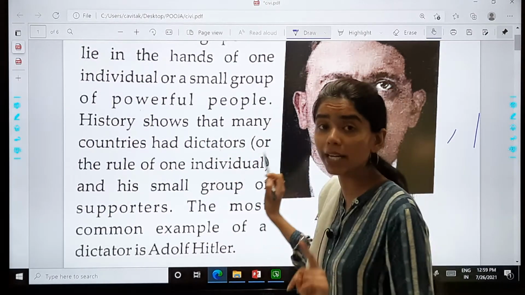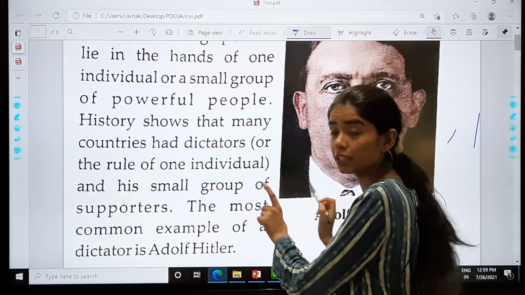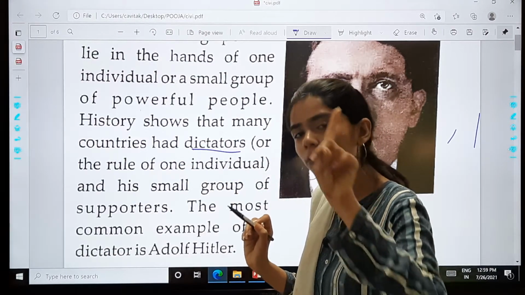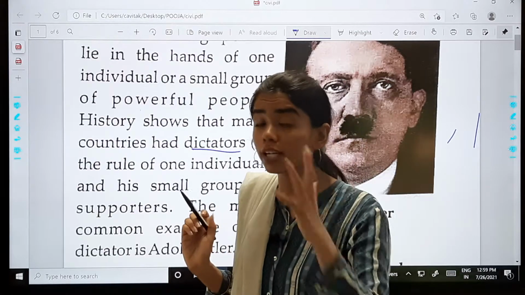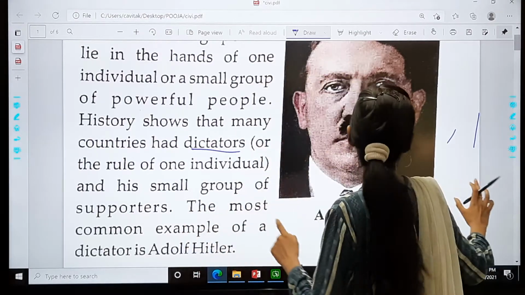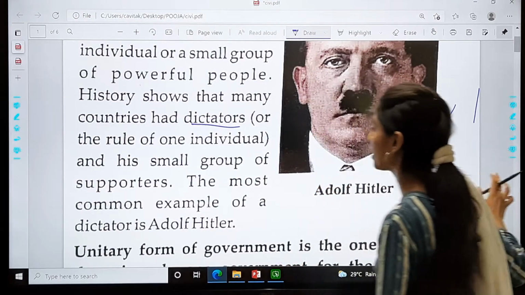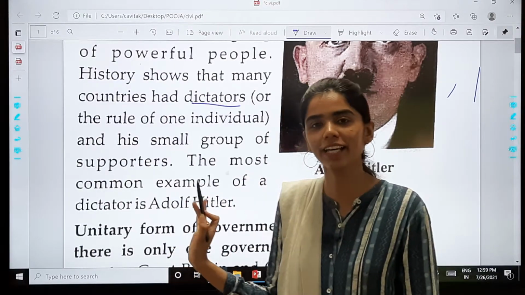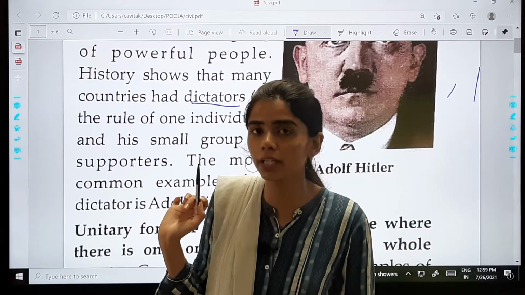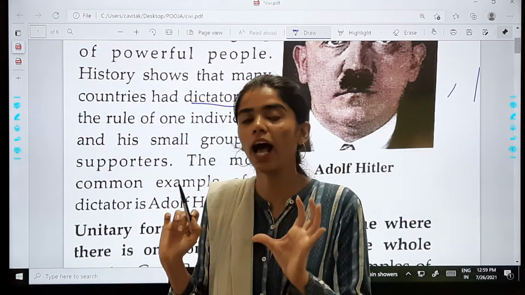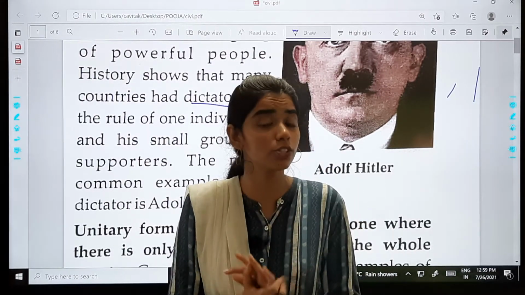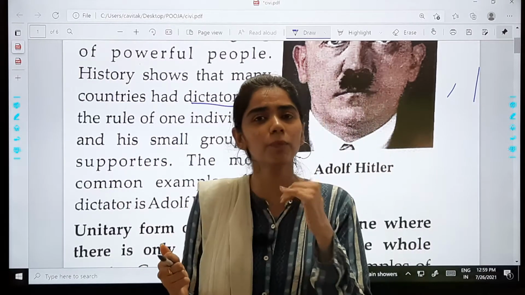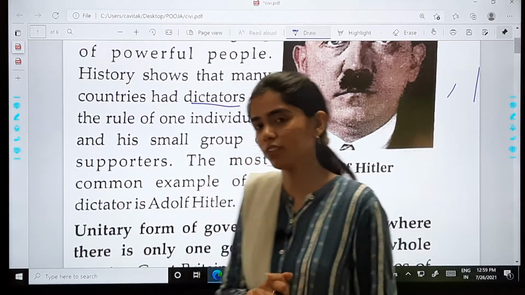History shows that many countries had dictators. Dictators means what? Or the rule of one individual. Okay? Only one individual, कोई एक इंसान जो पूरी country पे rule करे. That. And his small group of supporters. Right? The most common example of a dictator is Adolf Hitler. As I said, he was the one who ruled Germany with his small group of people, and the way he treated people was cruel and not good. So this also shows that the dictatorship is not a very good type of government, right?